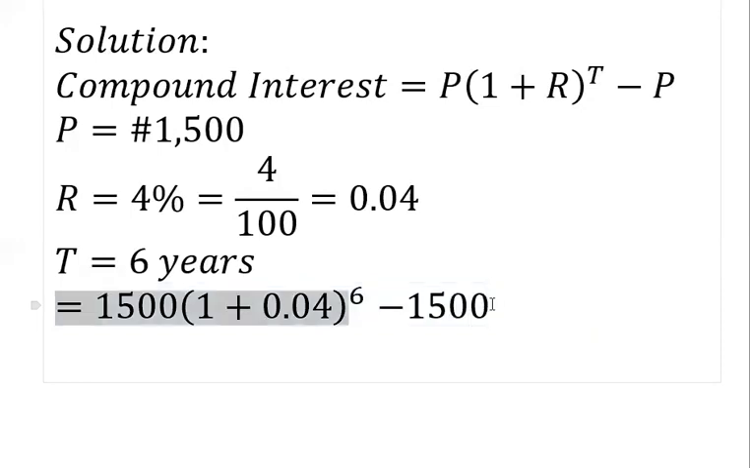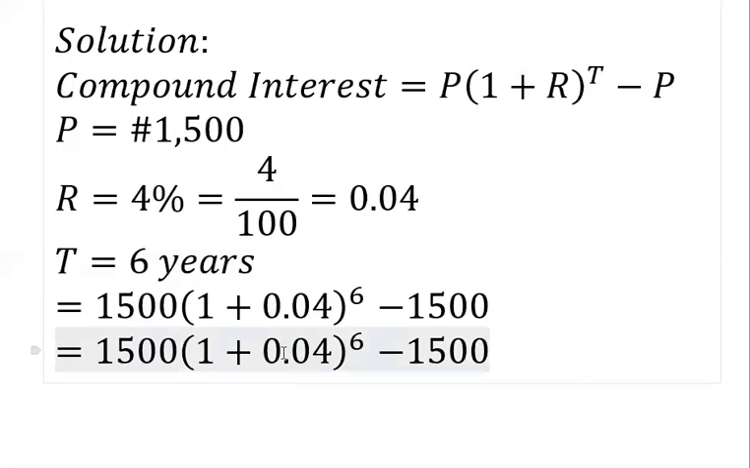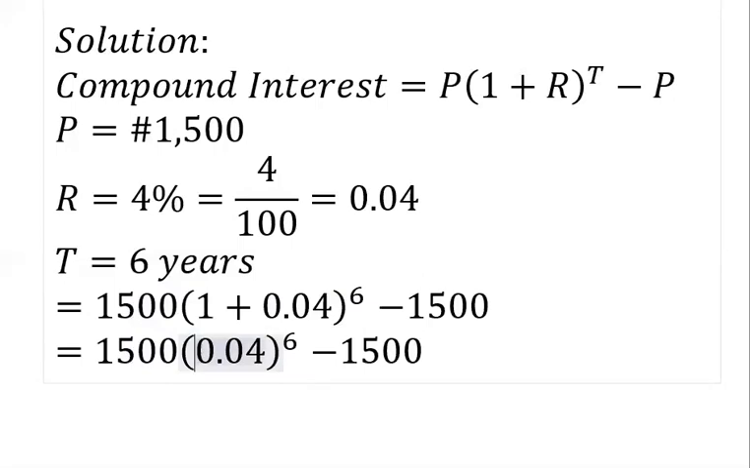Having done that, so you say 1 plus 0.04 gives us 1.04, 1.04 raised to power 6 minus 1,500. So that means we are going to look for 1.04 raised to power 6. If you point your calculator, 1.04 raised to power 6 will give us 1.265. So let's move to the next page.